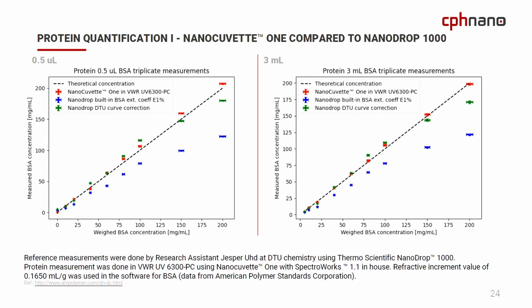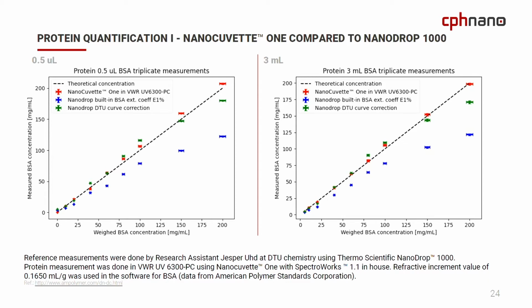If you see in the left corner of the slide, we have the microvolume measurements done on bovine serum albumin, BSA, and the data was run 3 times. So it's a triplicate measurement for all of the data you are seeing in the slide. In the left side graph, on the x-axis you will see the weighed BSA concentration in a well-calibrated scale, and on the y-axis the measured BSA concentration, measured with NanoCuvette One, NanoDrop, and then again NanoDrop. I will explain these data points one by one.